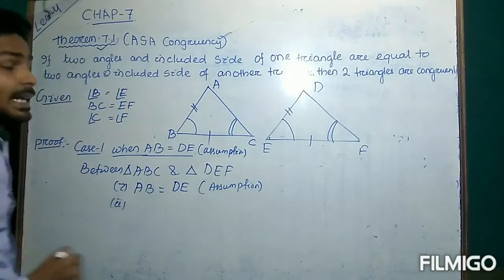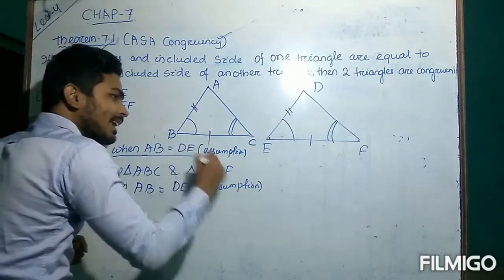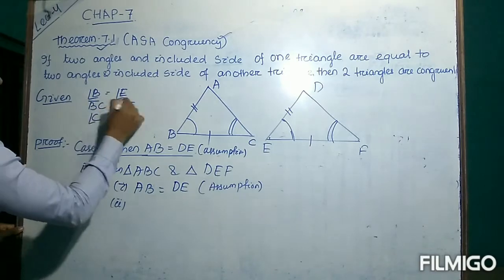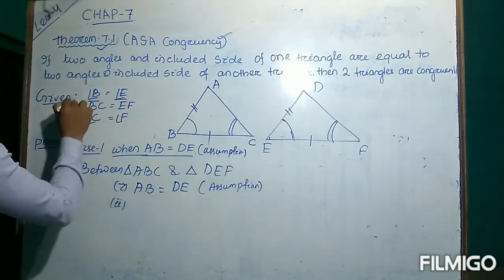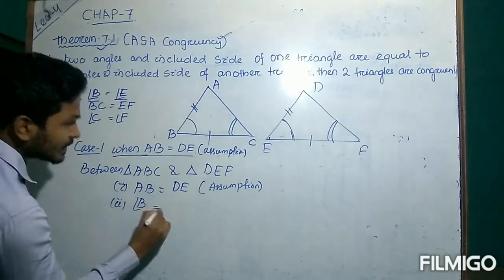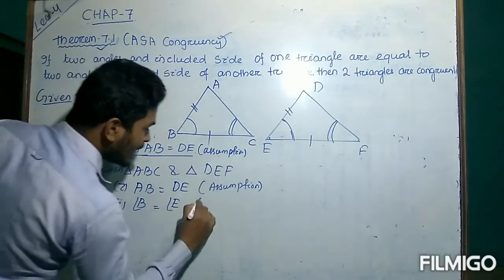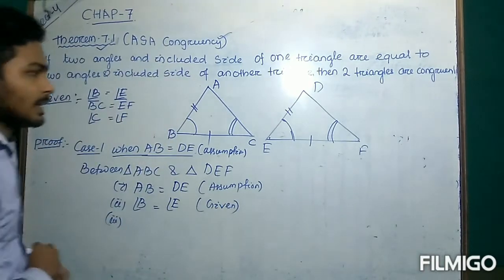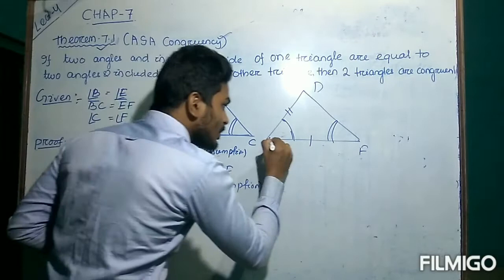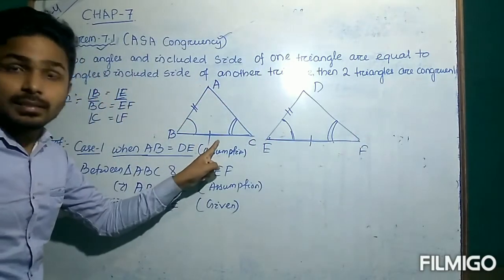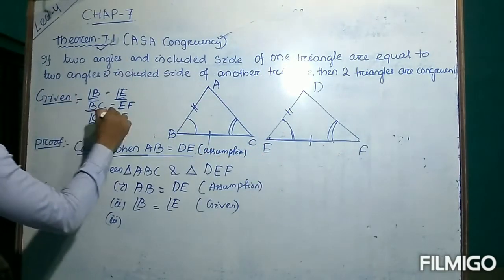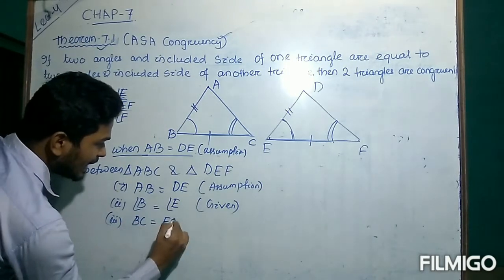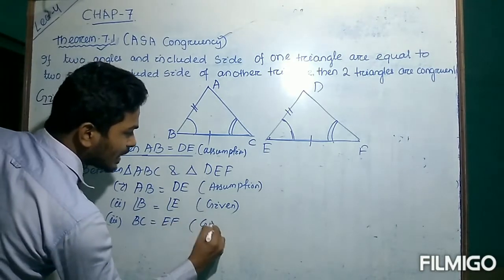Second condition. It is given that this angle is equal to this angle. So we can write angle B is equal to angle E. Why? Because it is given. Third condition. This side BC is equal to this side EF, because it is given. So we can write BC is equal to EF. Why? Because it is given.